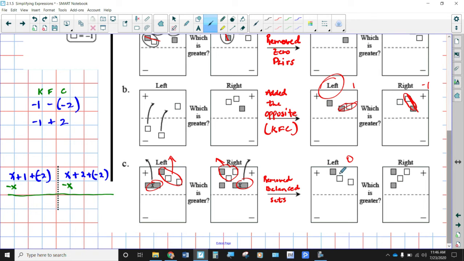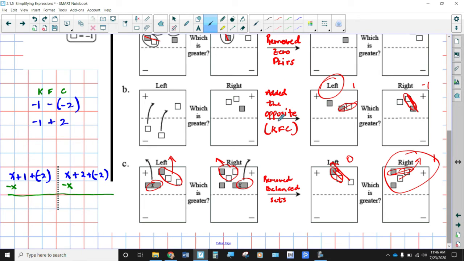If you wanted to think about it this way, you could say, well, there's a zero pair, that's going to go away. There's a zero pair, that's going to go away. And then those are balanced sets. So either way, we're going to see at this point, the right side, oh, this is getting kind of sloppy. The right side is going to be greater than the left side. Okay, so these 3 moves, the removing of zeros, the adding of opposites, or doing KFC to make it easier to manipulate the terms in your expressions, and then the removal of balanced sets.